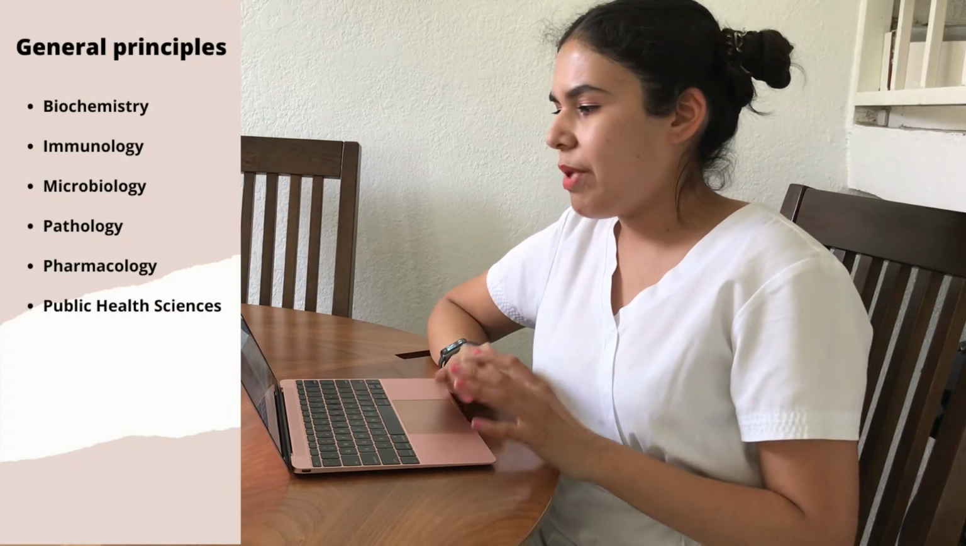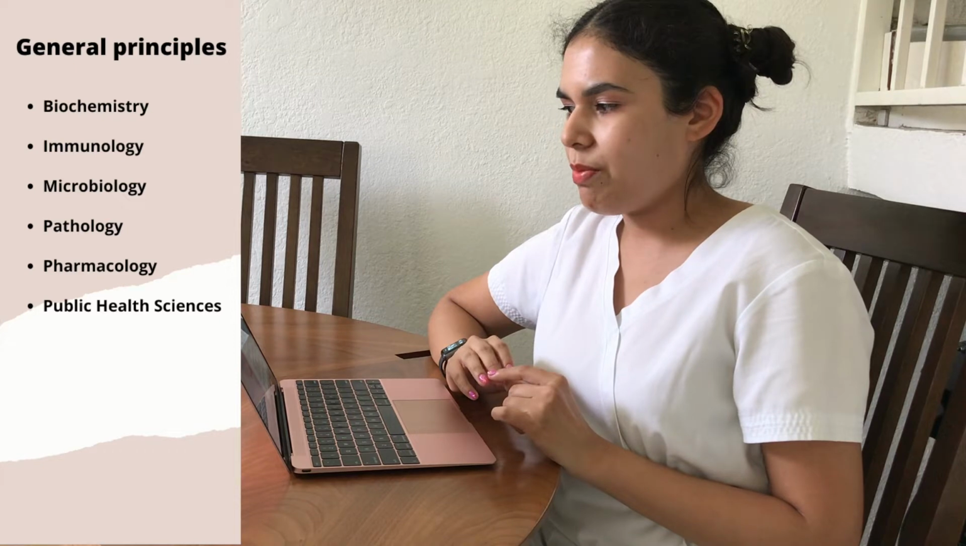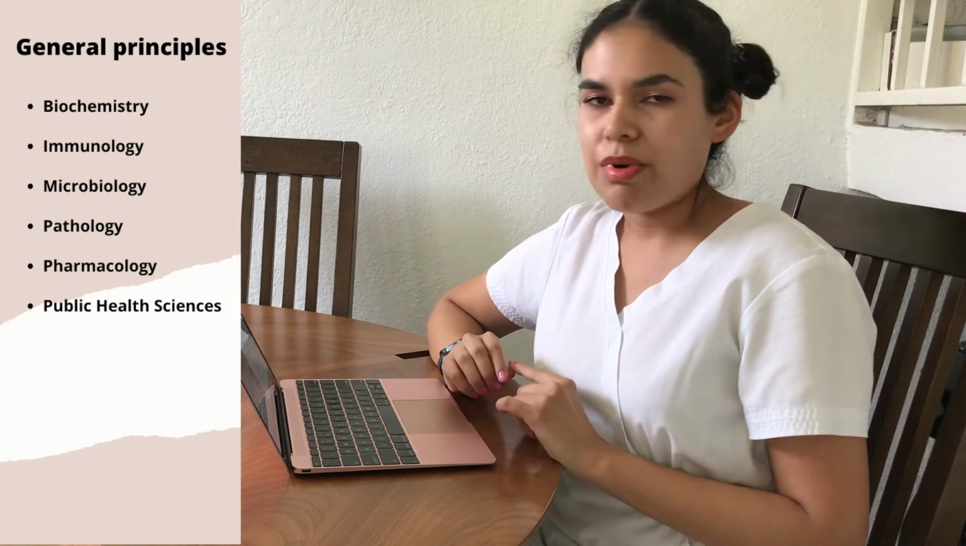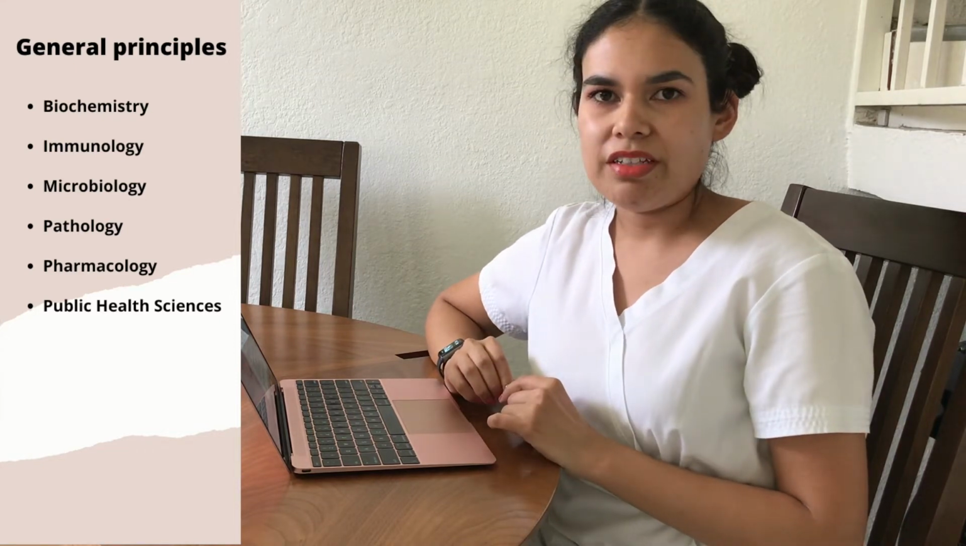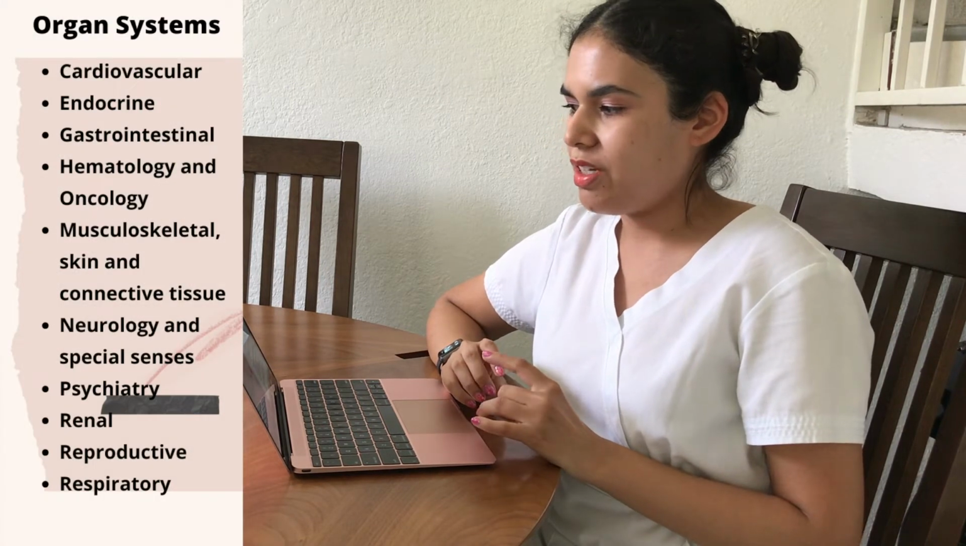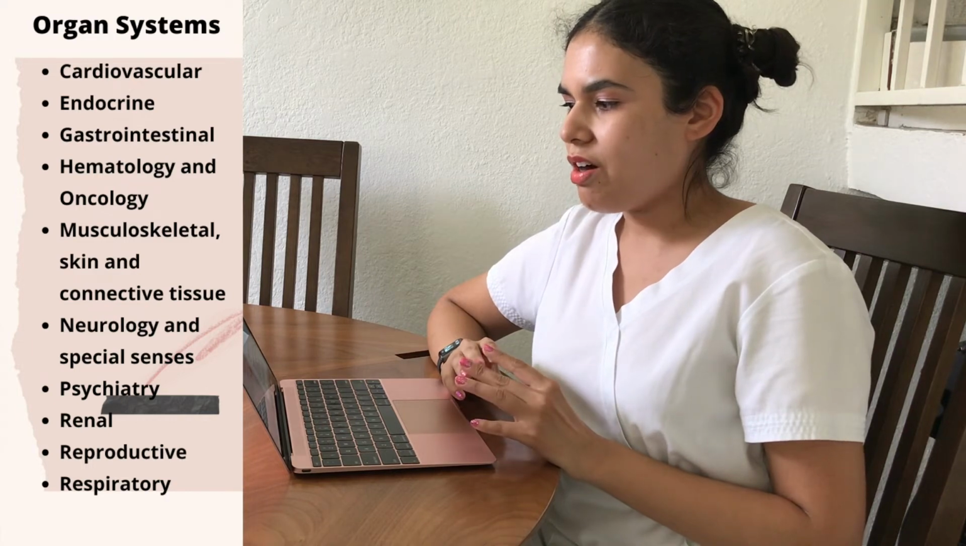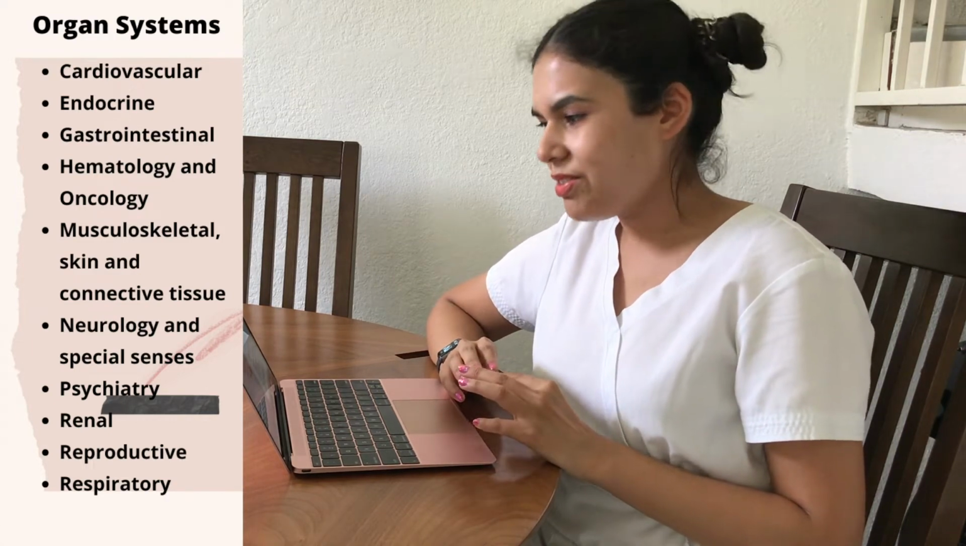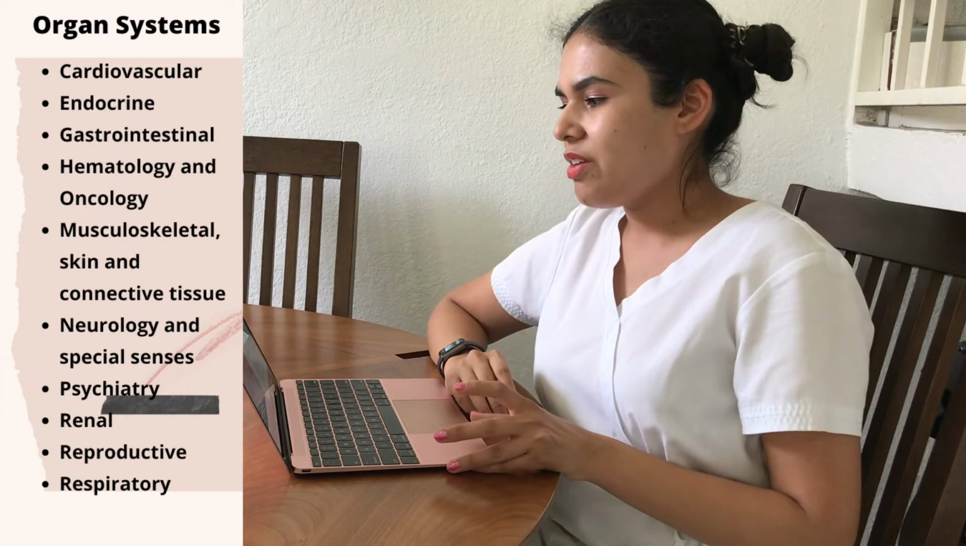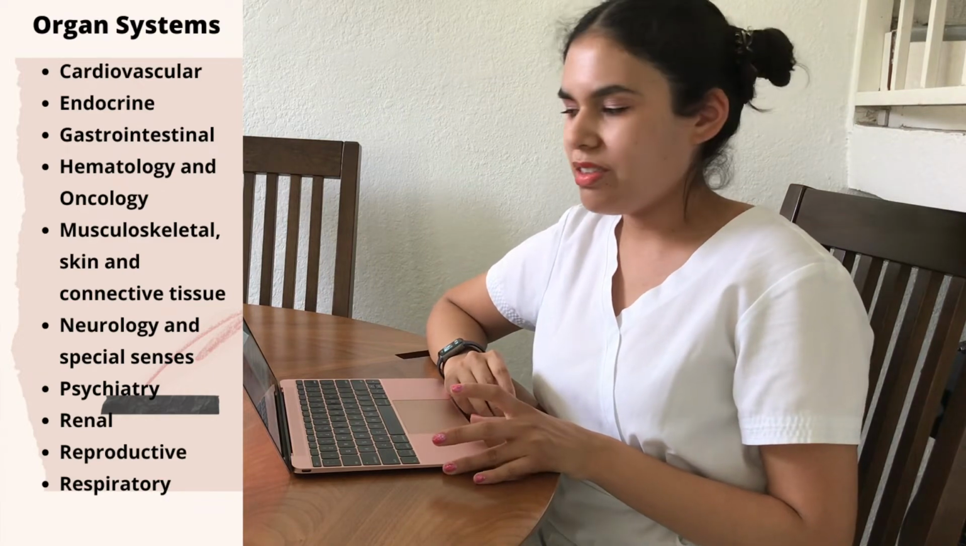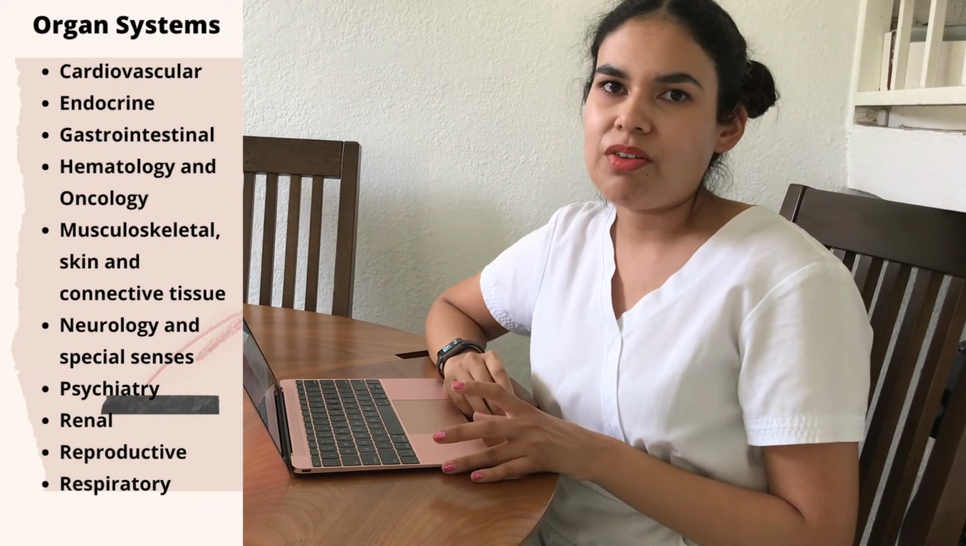And it's a test of general principles, which are biochemistry, immunology, microbiology, pathology, pharmacology, and public health sciences. And it's also testing you on organ systems, which include cardiovascular, endocrine, gastrointestinal, hematology, oncology, musculoskeletal, skin and connective tissue, neurology and special senses, psychiatry, renal, reproductive, and respiratory.